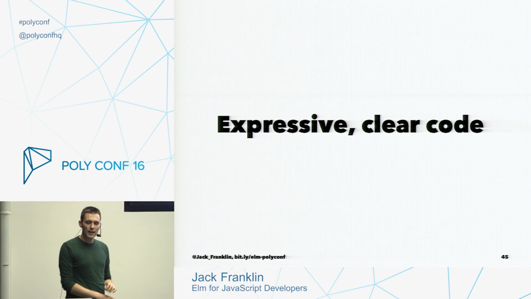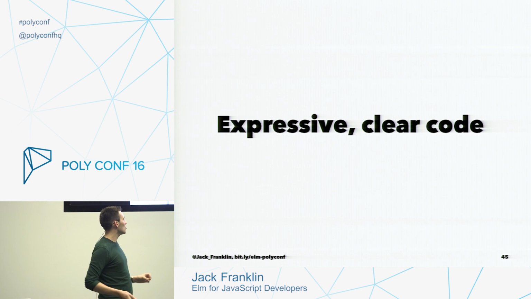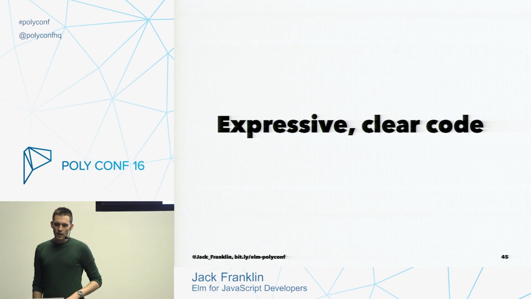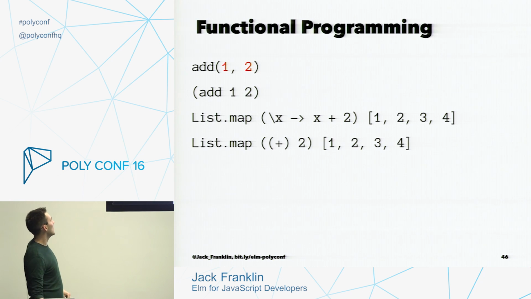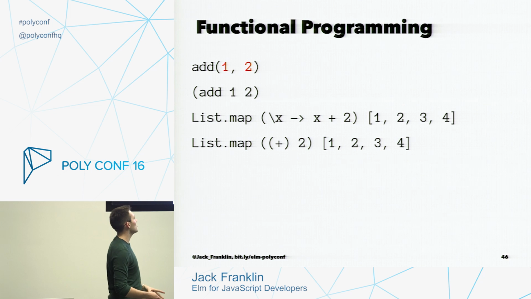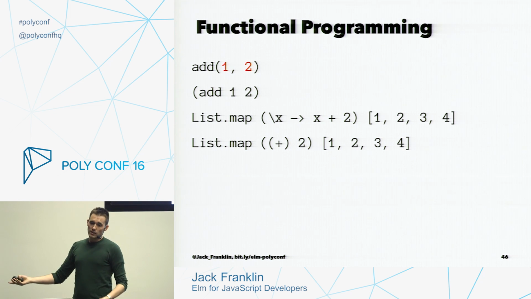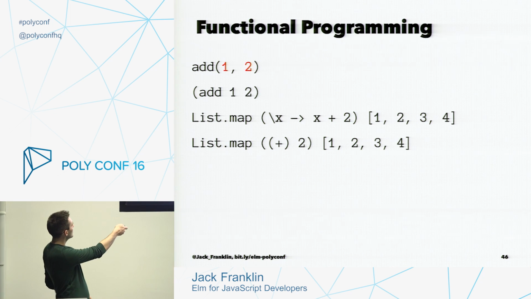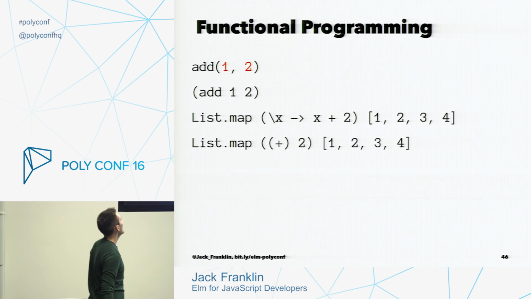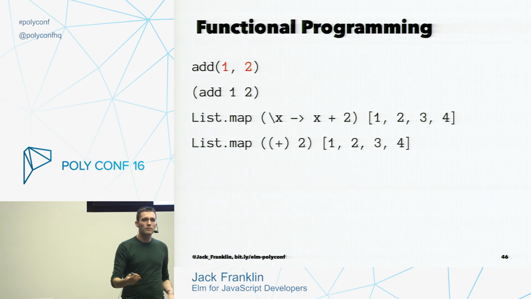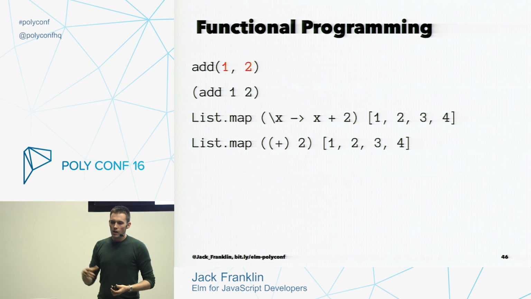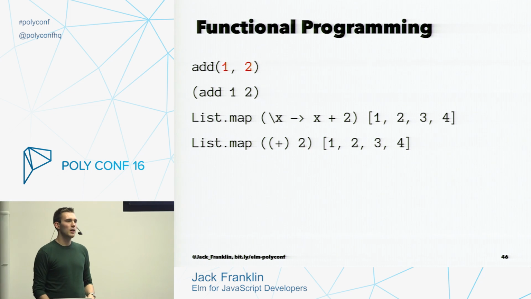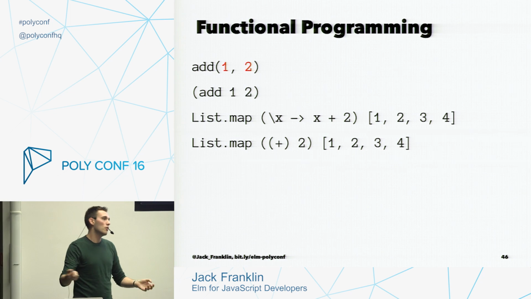So first is expressive, clear code. Thankfully, the previous talks, in fact both of them, have touched a little on functional programming, so I'm hoping we're all a bit up to speed. At the top there, we've got an add call in JavaScript. Just below it, we've got an add call in Elm. And to map over a list and add numbers to them, we can call List.map. The middle List.map creates an anonymous function which takes x and returns x plus 2. The lower one uses partial application to take the plus function that already exists and partially apply it with the value 2. So all the goodness of functional programming you get.